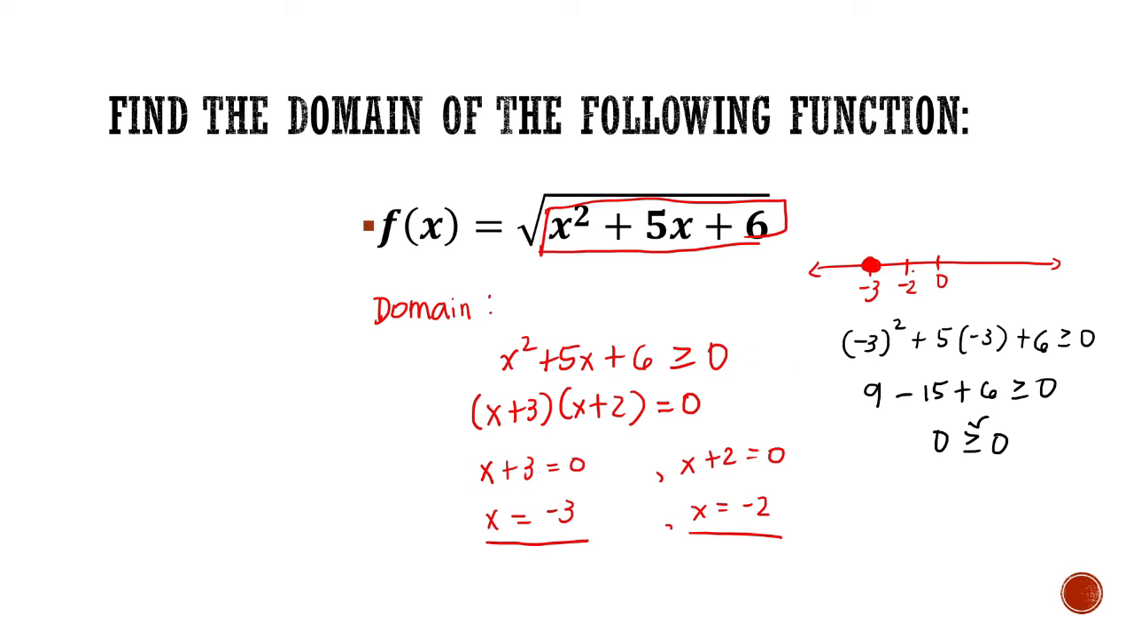Next is to test if negative 2 is included in the domain. Okay, so negative 2 raised to 2 is positive 4. 5 times negative 2 is negative 10. We have here plus 6. Is it greater than or equal to 0? Now, 4 minus 10 is negative 6. Negative 6 plus 6 is 0. And is 0 greater than or equal to 0? Yes. So, si negative 2 po, na-satisfy yung inequality. So, we have to shade negative 2. It is included in the domain.